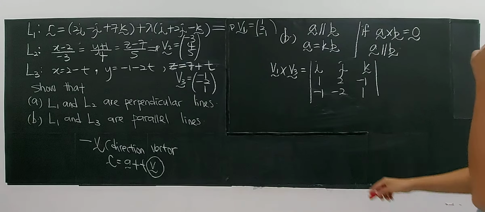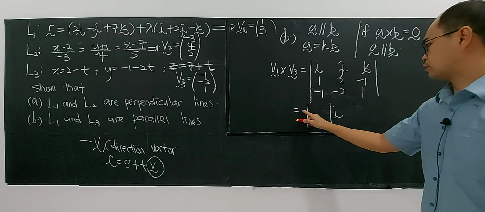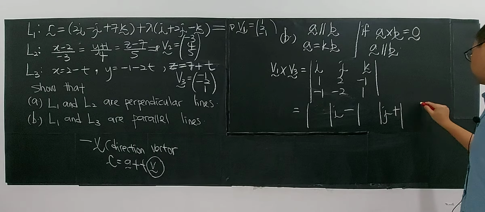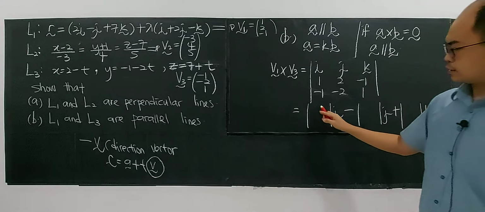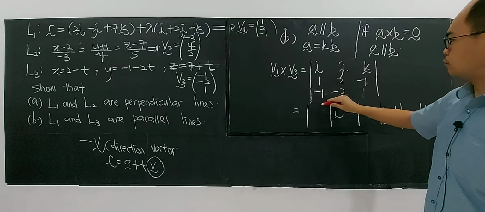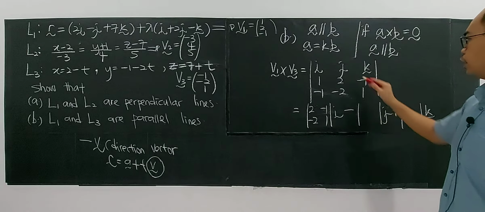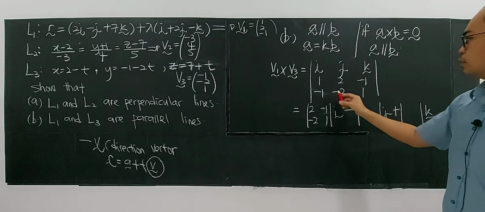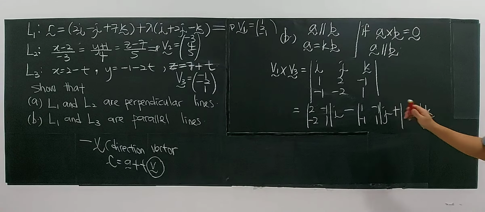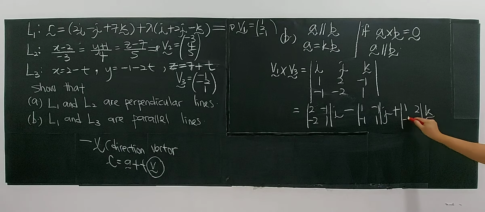So let's do the cross product. The signs are positive, negative, and positive for k. For i, we delete the row and column, so we have 2, -1, -2, 1. For j, delete the row and column, so 1, -1, -1, 1. For k, delete the row and column, so 1, 2, -1, -2.